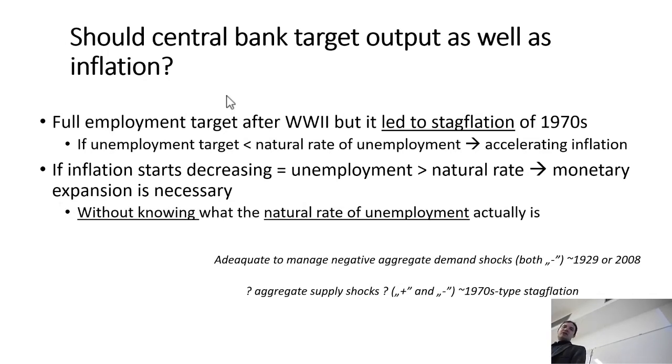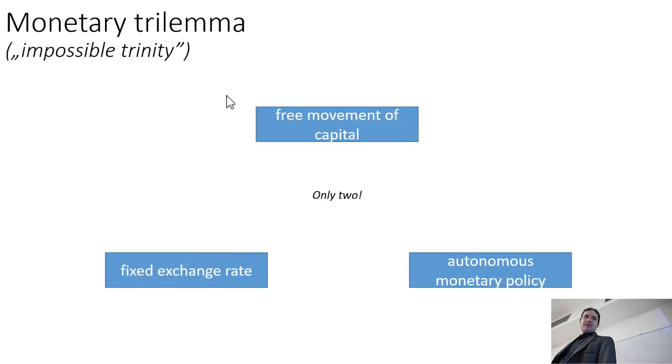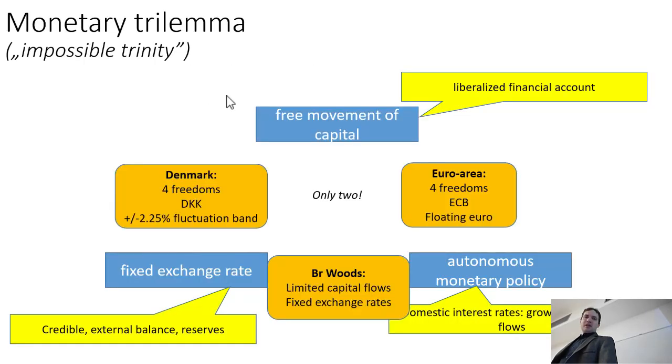Targeting output can lead to stagflation, so that's why nobody has done this since the 70s. This is not a great idea. Nominal income as a target, so not real income but nominal GDP growth, nobody did this, so just the book mentioned that we can have this. Yep, the monetary trilemma I mentioned already.